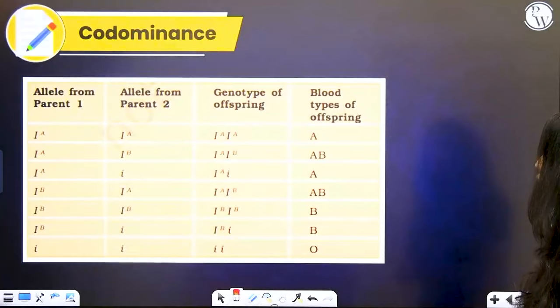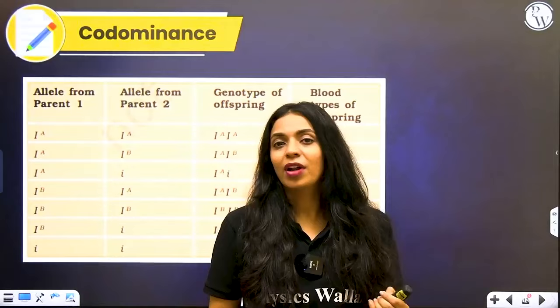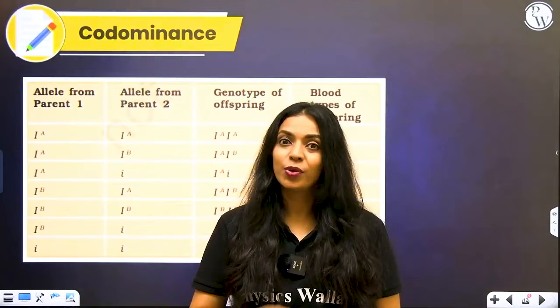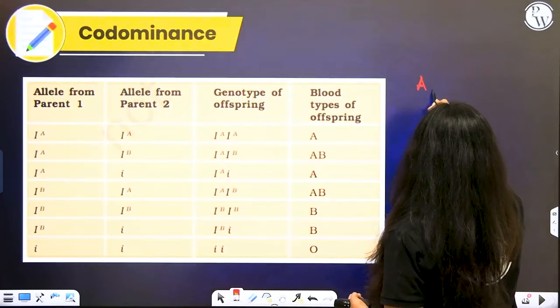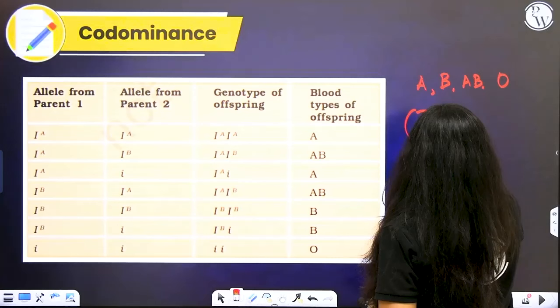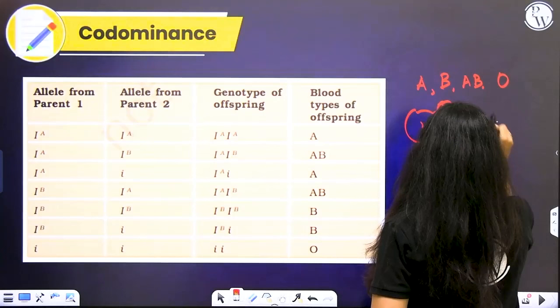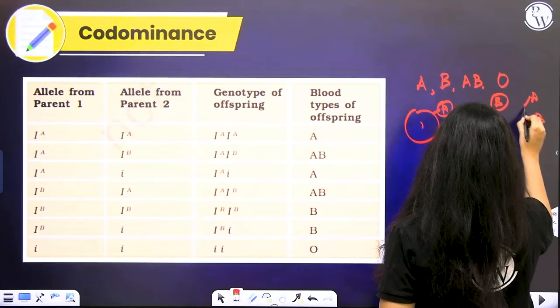Now let's talk about something called codominance. One example for codominance is the AB blood group in humans. I'm sure you've learned about blood groups in your 11th grade chapter, body fluids in circulation, right? So what are blood groups? We have four different types of blood groups. There is A blood group, B blood group, AB blood group, and O blood group. If the RBC membrane, plasma membrane, contains the sugar A, then it's called A blood group. If it contains B, it's called B blood group. Likewise, if it contains both A and B, it is AB blood group. If it's O, it contains neither A nor B, right?